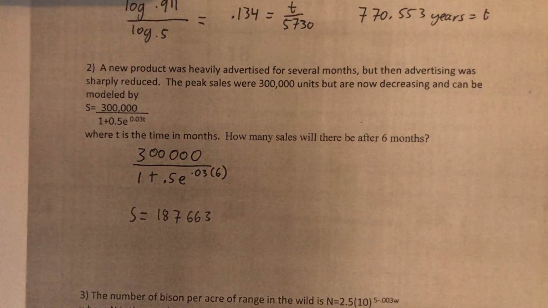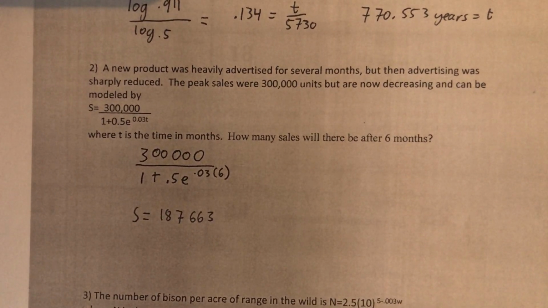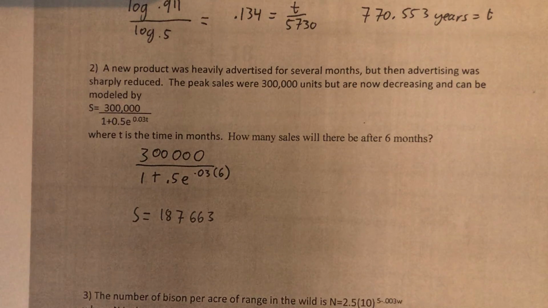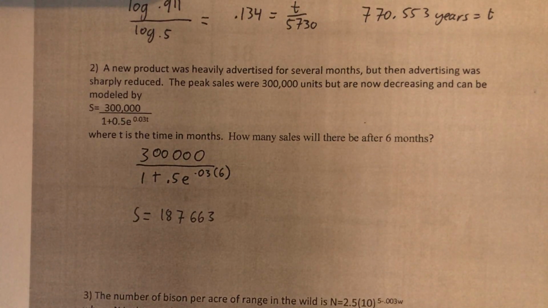All right, number 2. Got a new product, we heavily advertise, then we're going to reduce it. So peak sales is 30,000, and we're given a model. T is time in months. How many sales will there be after 6 months? Now, when you're doing these, once you have the formula, you really can just ignore the rest of the problem. All that's doing is giving you context.